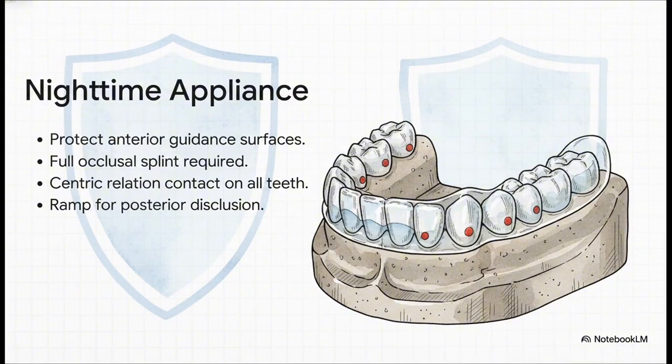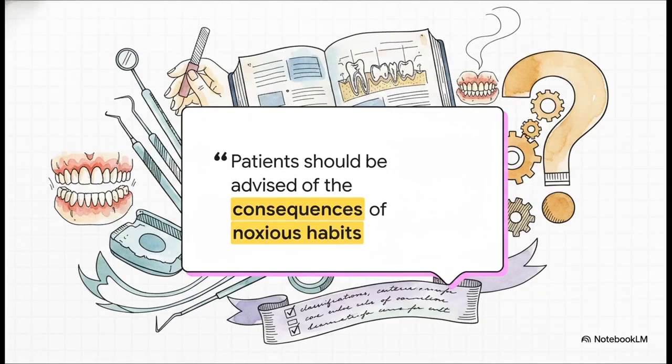So the final crowns are seated. You're done, right? Actually, no. Because patients with a history of severe wear will almost instinctively press and brux against any new restorative anterior surfaces. You have to protect your work. You are clinically required to prescribe a nighttime appliance. It needs to be a full occlusal splint featuring centric relation contact on all teeth, plus a built-in ramp for posterior disclusion. And that brings us to one last vital reminder.